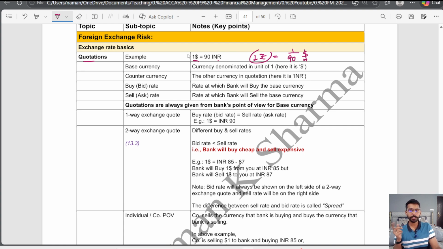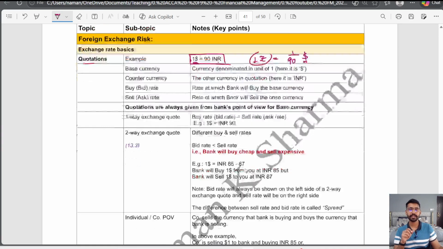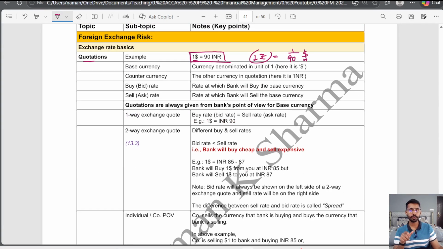Now, the quotation that you see here is a classic one-way exchange quote. When banks deal with other banks, this is the exchange rate that they give. When banks are dealing with other banks, they are not charging profits to other banks, they are charging a common rate. So this is a one-way exchange rate. But when the bank is dealing with a customer, a company, at that time they have a different rate to sell a dollar, they have a different rate to buy a dollar.